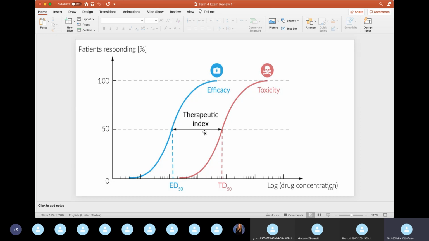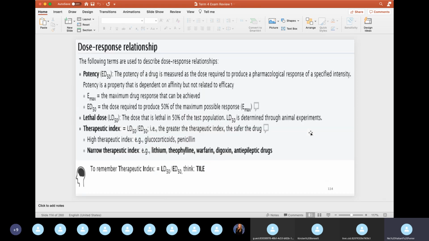Again, this is your therapeutic index. Do I need to know the formula? Yes, right? What's the formula for your therapeutic index? Your TITE, right? Don't forget TD50 divided by ED50. TITE, that's a mnemonic. Therapeutic index equals TD50 divided by ED50. TITE.